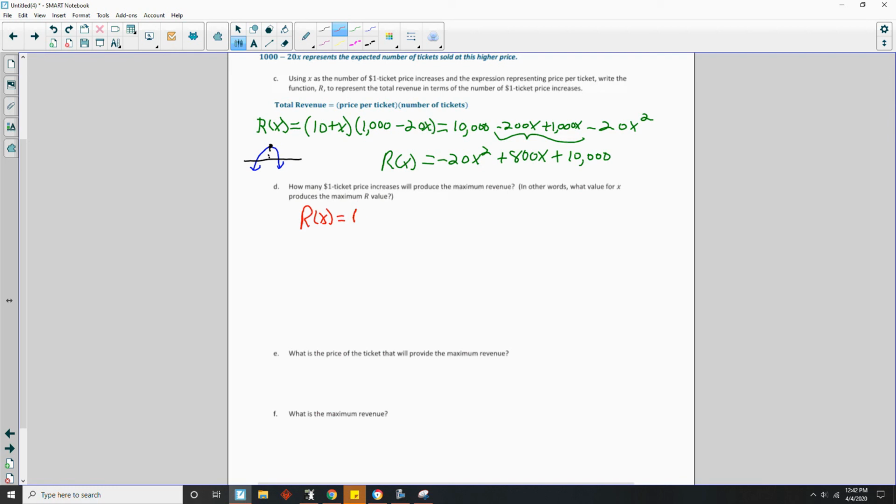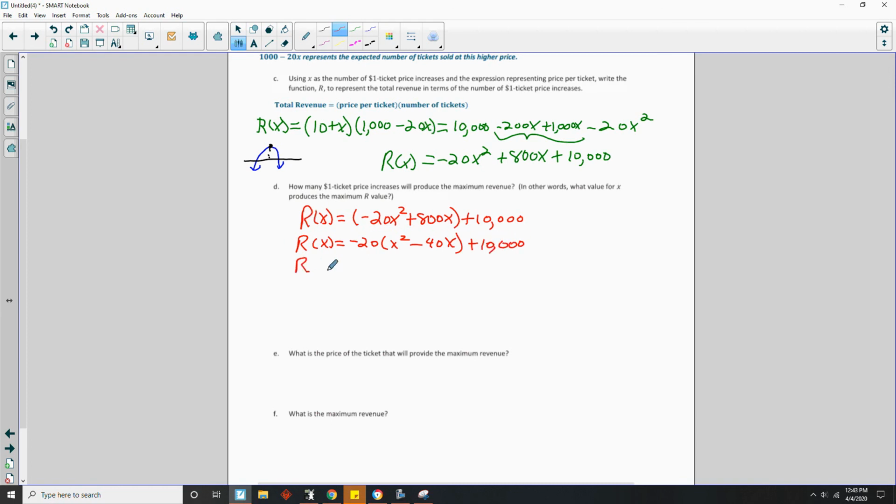equals, and the first thing you do is group your x terms. Yes, group your x terms first. So I'm going to write negative 20x squared plus 800x, and then leave that 10,000 all by itself outside here. And then I'm going to factor out a 20 here, so I'm going to get R of x equals negative 20 times x squared minus 40x, because 20 times 40 is 800, plus 10,000.